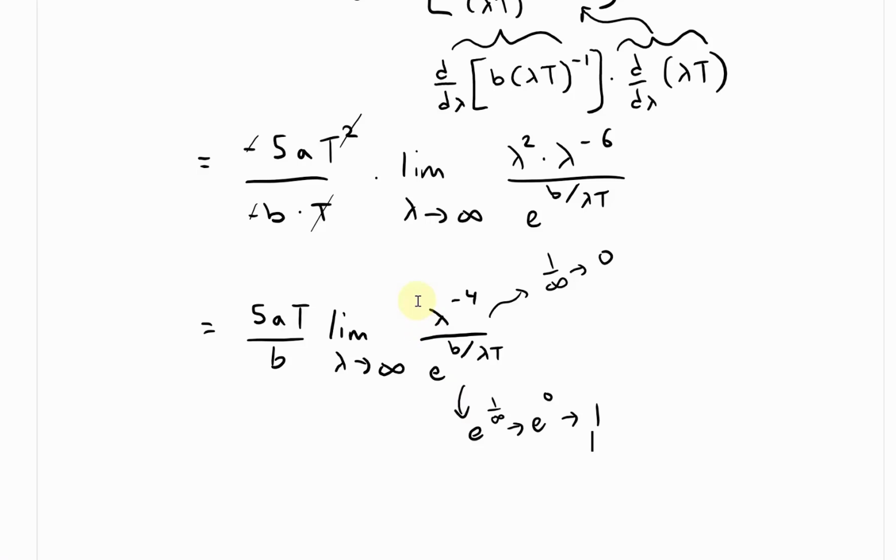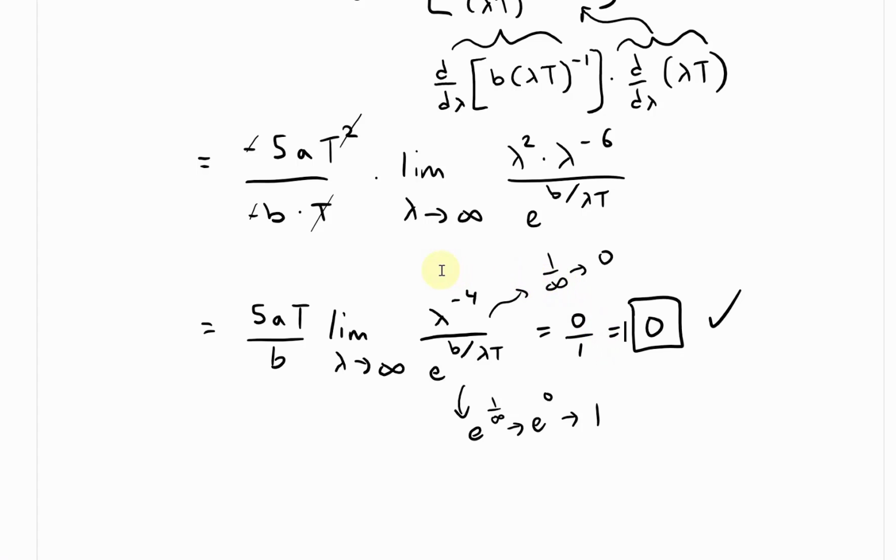So e to the 0, or any number to the power of 0, is defined as 1. In other words, this equals 0 over 1, which equals 0. So there we've solved the first one, or one of the conditions of the problem, which was to show that this goes to 0 as the wavelength goes to infinity.